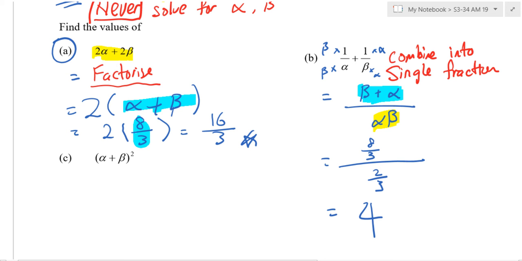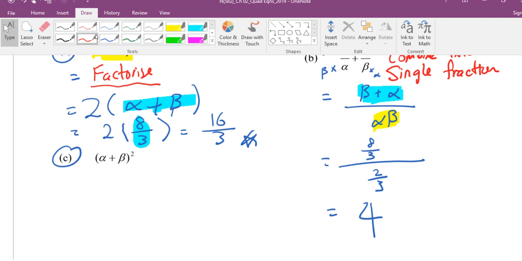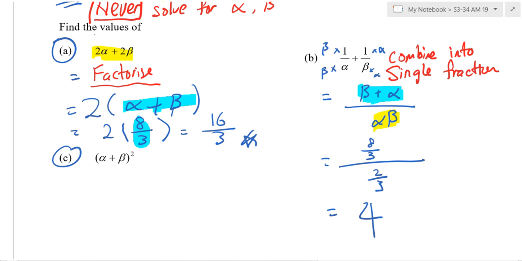Who doesn't have 4? Please raise up your hand. I come to you. Don't keep quiet there. Can get 4? Good. Now, look at C now. Who doesn't get 4? Okay, good. Now, can you look at C now? If I cannot factorize, I cannot combine to a single fraction, I get an E word.